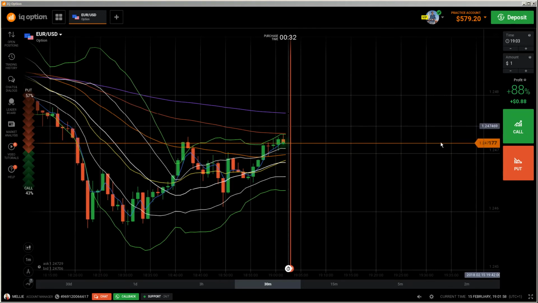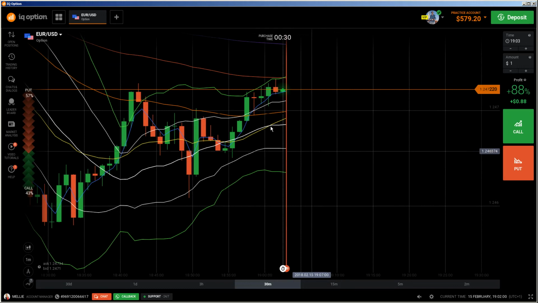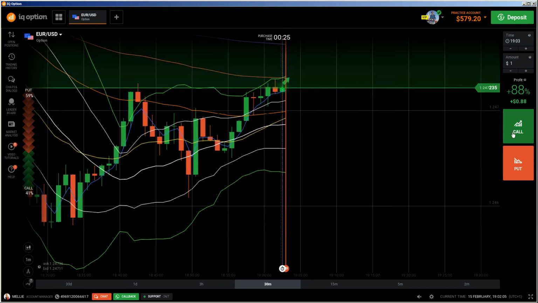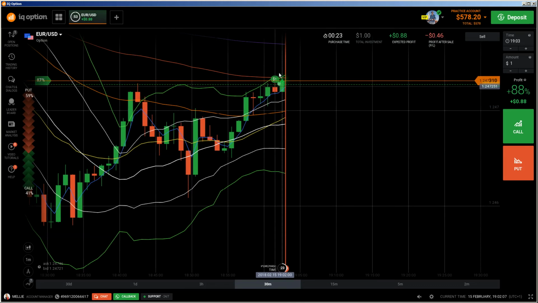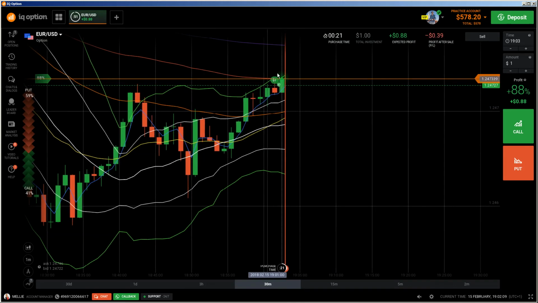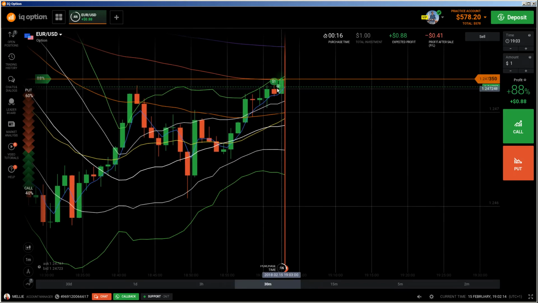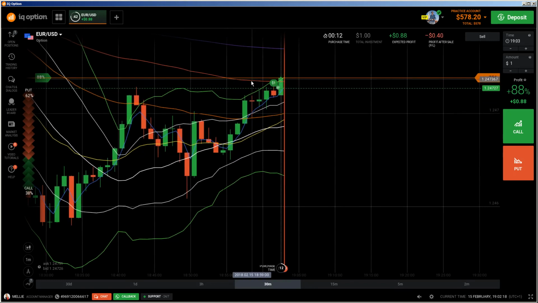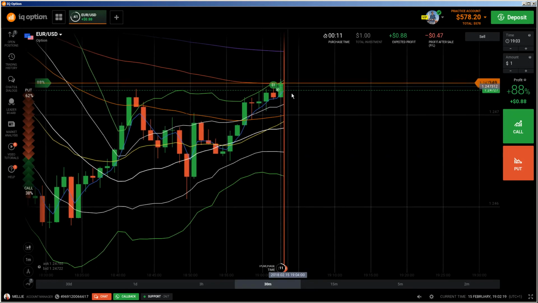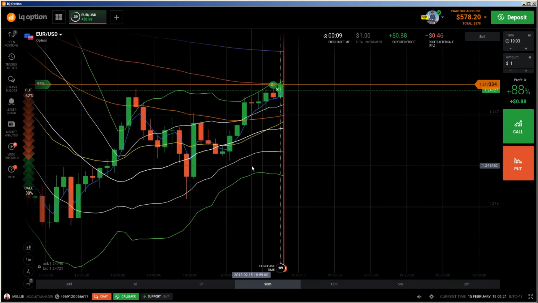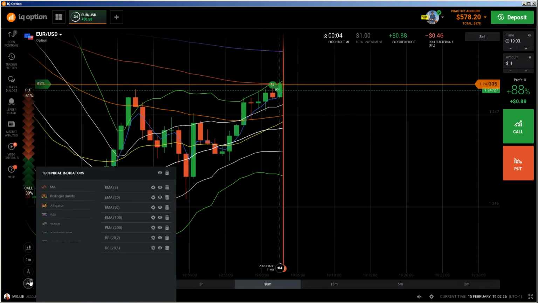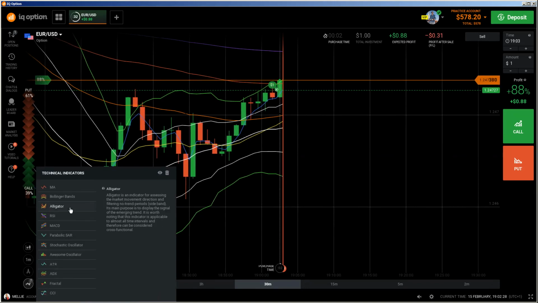So let me see what is going on here. We got a rejection here from the 100 EMA, but it's not so nice, so I'm going to do a call because I know that we are going to start some kind of consolidation area here, and this is the reason why I did a call there. The EMA is flat, so I don't expect any big rejection here. So let me see what IQ Option tells us about the alligator.